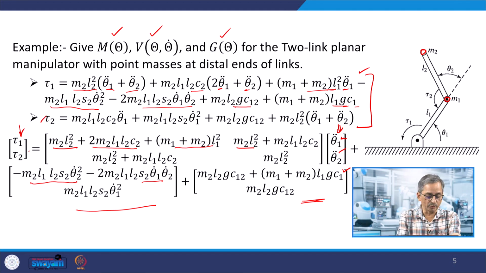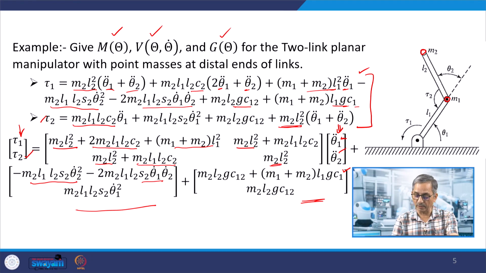Next I move on to tau 2. Again I identify the terms associated with theta 1 double dot. So, m2 L1 L2 C2 is here, so I write m2 L1 L2 C2. Then the other term with theta 1 double dot is m2 L2 square, so I write that over here. Then I identify the term associated with theta 2 double dot. That term is m2 L2 square.